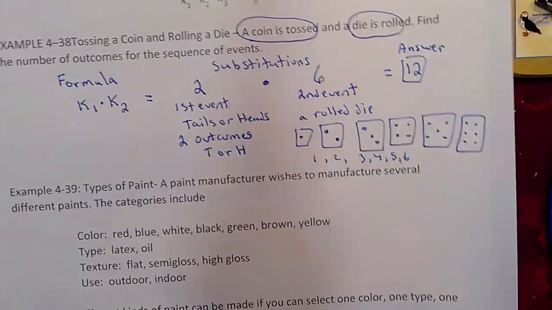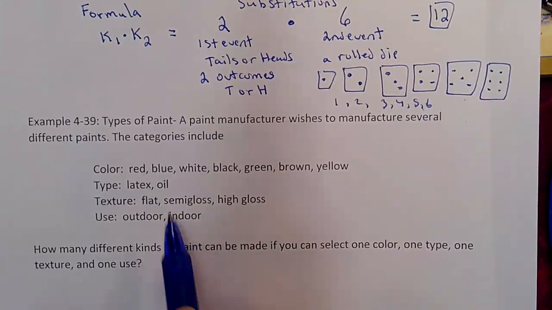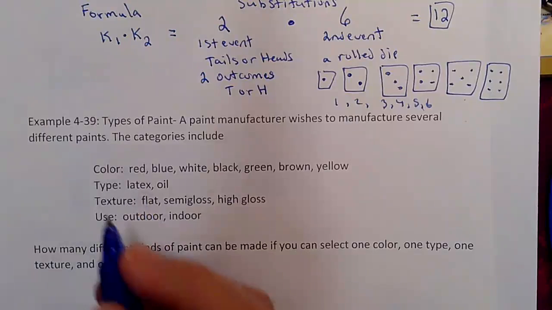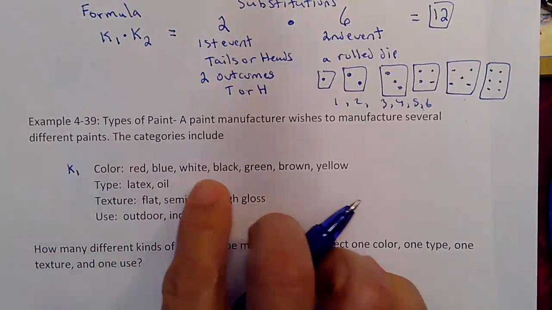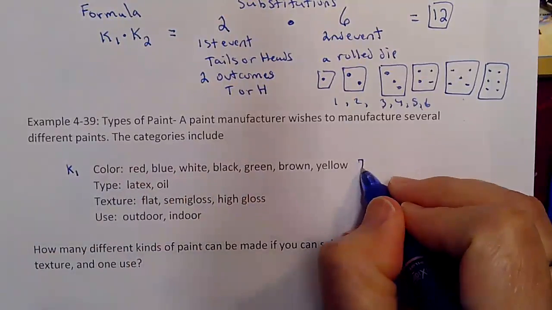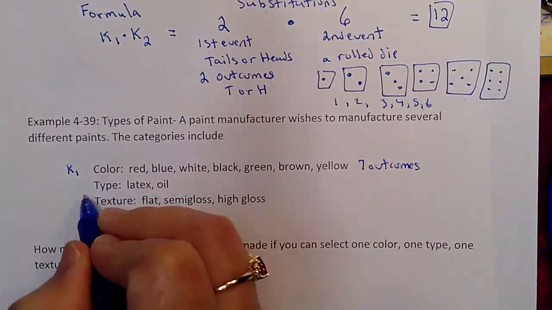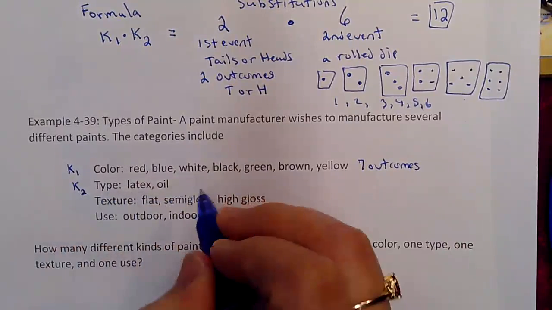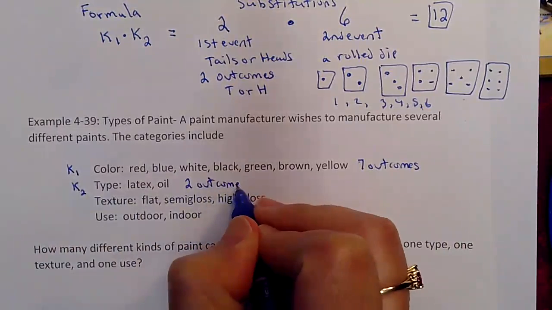Okay, here we have another problem. Types of paint. So a paint manufacturer wishes to manufacture several different paints, and the categories include the following. So they've got these colors. So this could be the first outcome, color. 1, 2, 3, 4, 5, 6, 7. This has 7 outcomes. Okay, this is your type. This one has 2 outcomes, latex or oil.